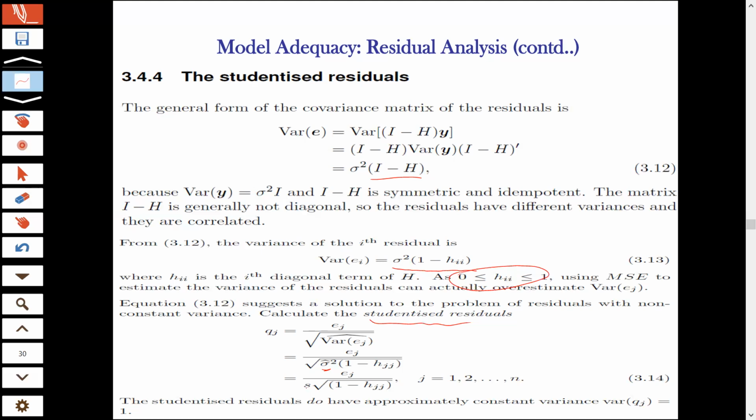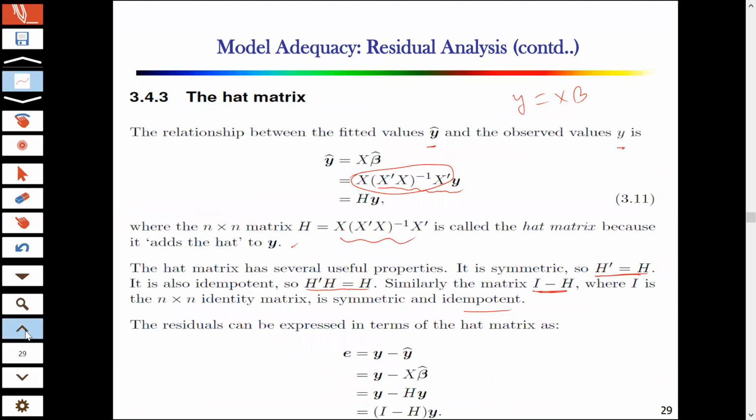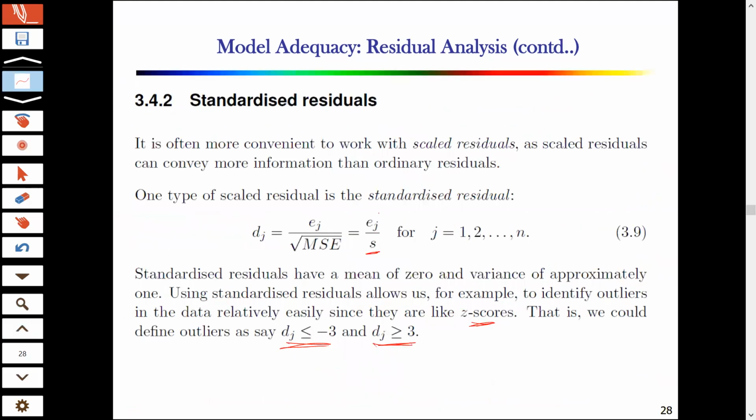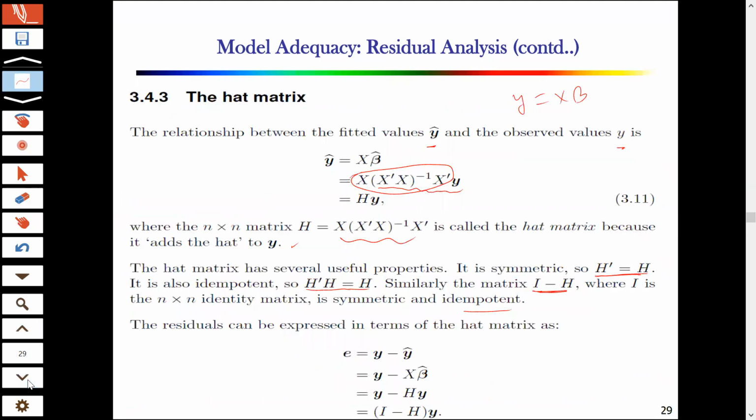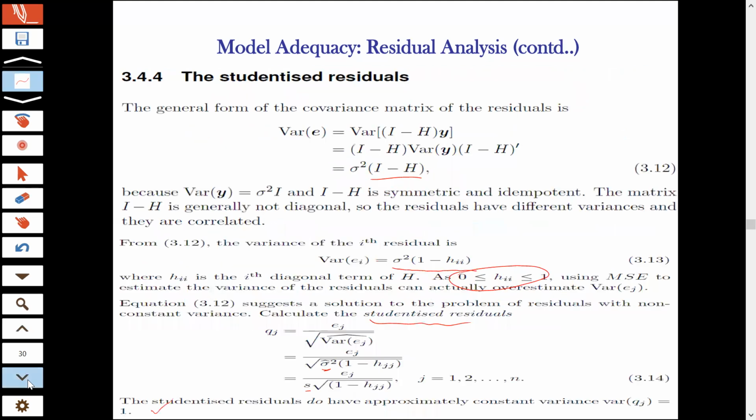Sometimes we write sigma hat square equal to S square, so this is S. The standardized residuals do have approximately constant variance, that means the variance is 1. So we can easily calculate the standardized residual: you just divide e_j by S, and we can also calculate the standardized residual based on the hat matrix.